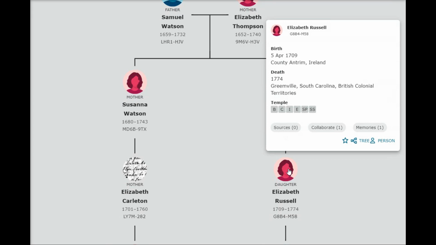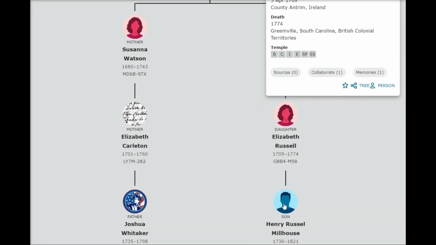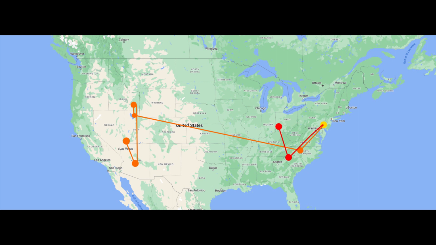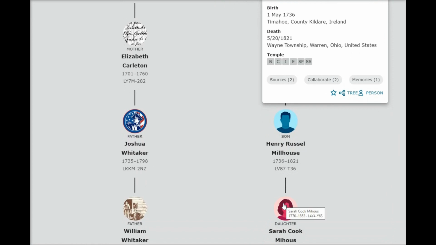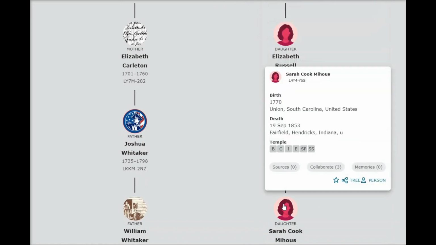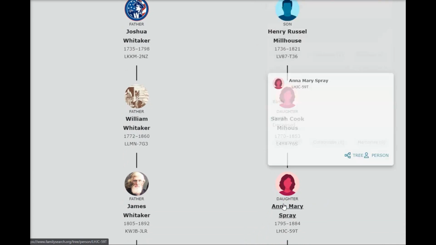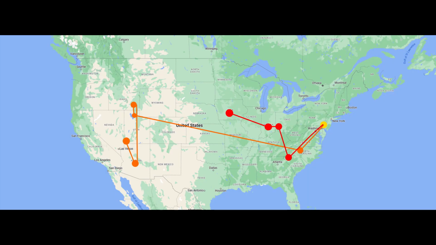From here, Elizabeth had a son named Henry Milhouse, and he died all the way out in Ohio. Exactly what inspired him to move to Ohio, I don't know. He then had a daughter named Sarah, who died in Indiana. In my line, they left the Quaker Church, but I don't know how long they stuck with it on Bob's line. Sarah had a daughter named Anna, who died in Iowa. So we are seeing a lot of generational movement here.